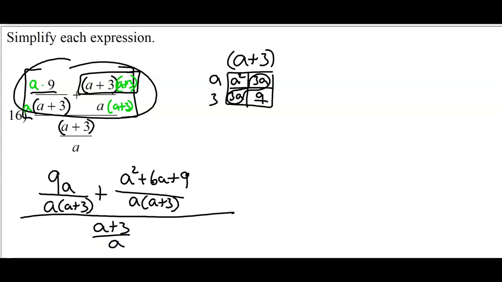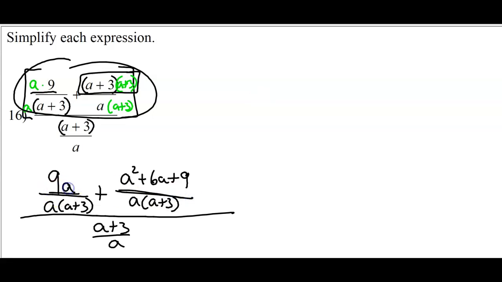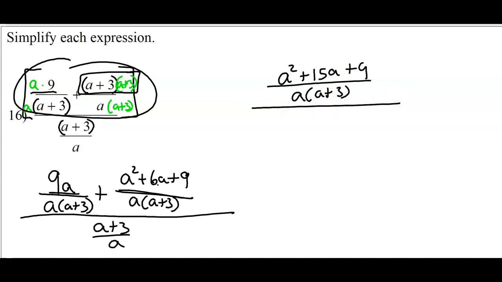Okay, now we're going to go ahead and combine like terms. Or not combine like terms, but we're going to put the two fractions together. So the 9a is going to combine with this one. 9a and 6a makes 15a. So we have a squared plus 15a plus 9 over that common denominator there. Okay.